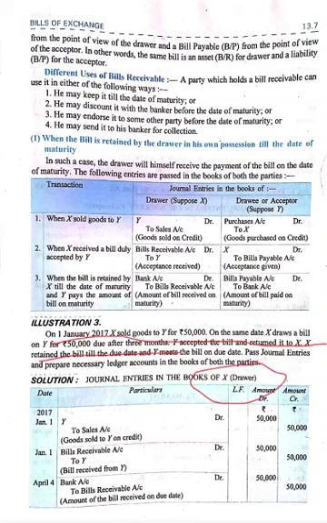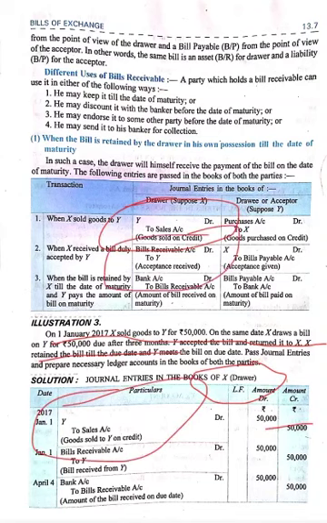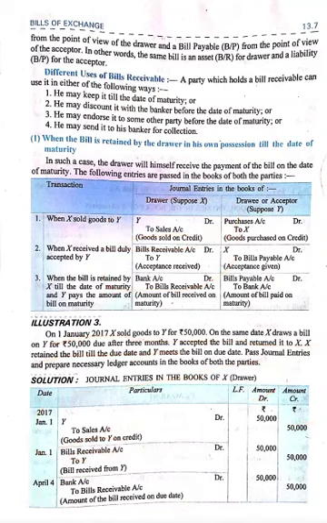X is selling the goods, so the entry will be Y debit to Sales, 50,000. Then the bill of exchange: bills receivable account debit to Y. Then payment: bank account debit to bills receivable.